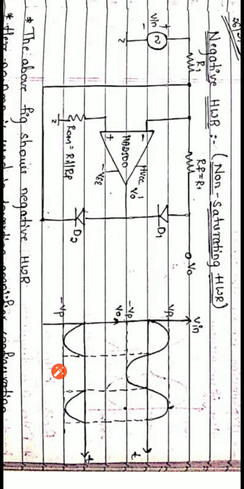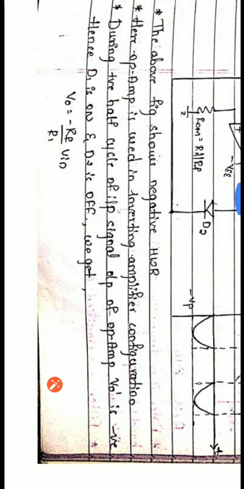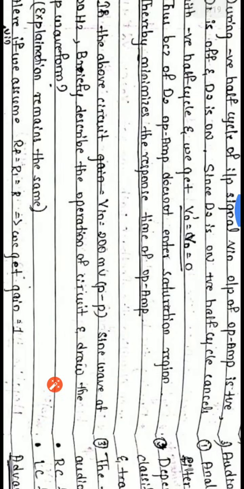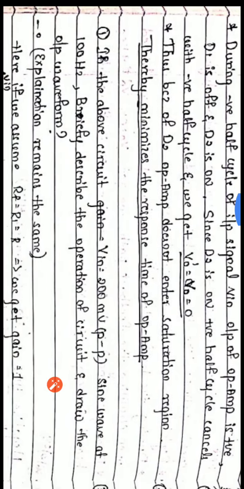Again we get the waveforms like a half wave rectifier. The same explanation is given here. Just go through this, you will understand. So this is about the op-amp half wave rectifier to analyze small signals.